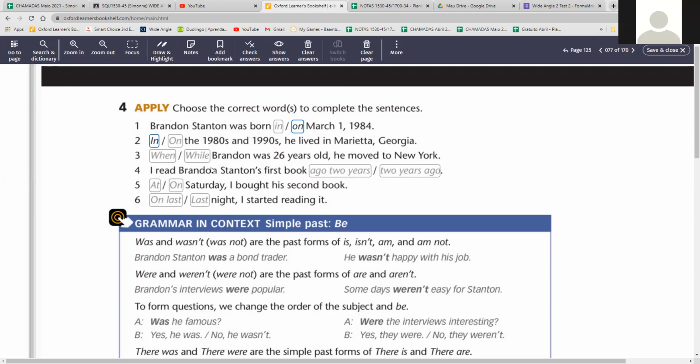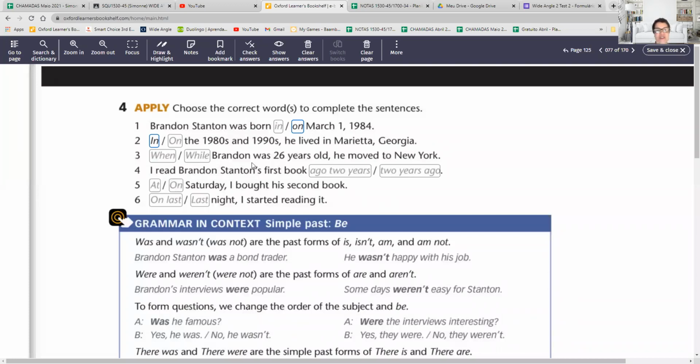Number 3. While Brandon was 26 years old, he moved to New York. What's the difference between while and when? While, we use with simple past or past perfect. No, I think it's past perfect. And when we use in simple past. Wow, who told you that?